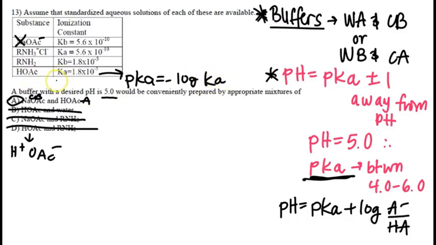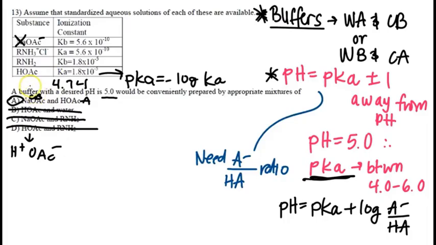So for this one, I get a pKa value of 4.74. Now you might be saying, okay, 4.74 is going to work. But remember, the goal is to create a buffer solution, not just a solution of this substance. So we definitely would need its conjugate base in order to be able to use this expression. So this really won't work based on what's given.